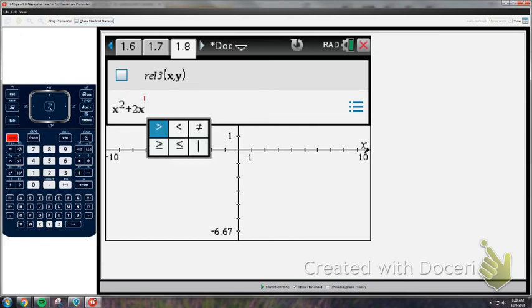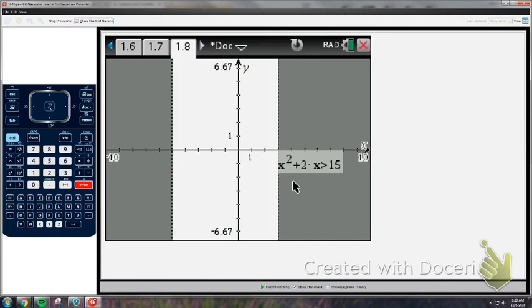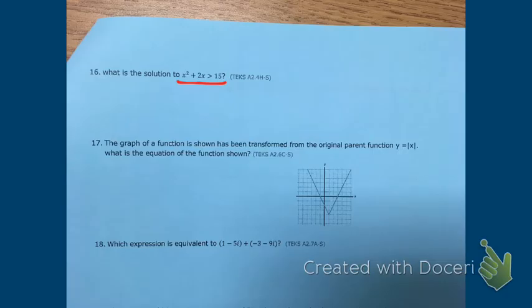is greater than 15. And your graph gives you your solutions, because if you remember, your solution is in the shaded area, so think about how you would write your answer using that shaded area there, and that will help you with your answer. Number 17, similar to one that we've done before.